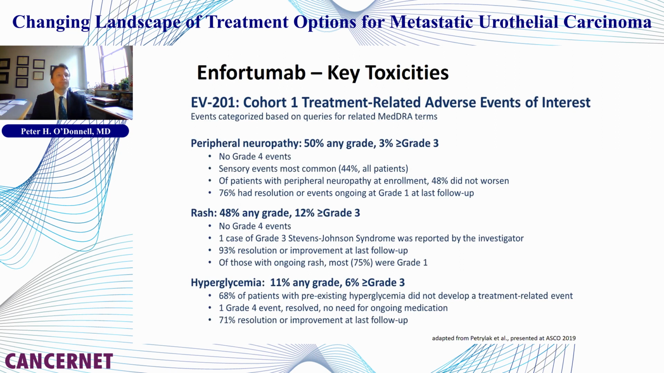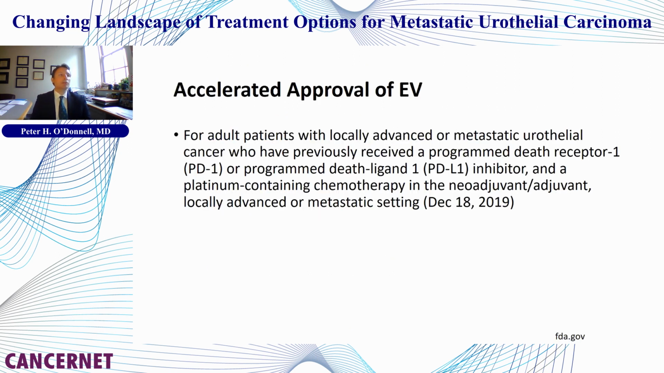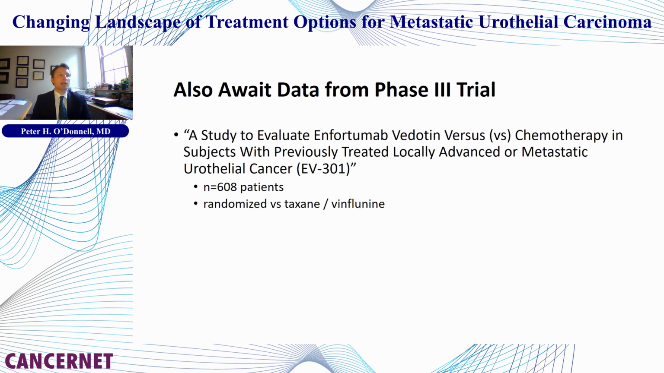So the approval, just to state it here, the FDA approval was for adult patients with locally advanced or metastatic urothelial cancer who had previously received an immunotherapy and a platinum-containing chemotherapy, either in the neoadjuvant setting or in the metastatic setting. We're, of course, also awaiting confirmatory data.